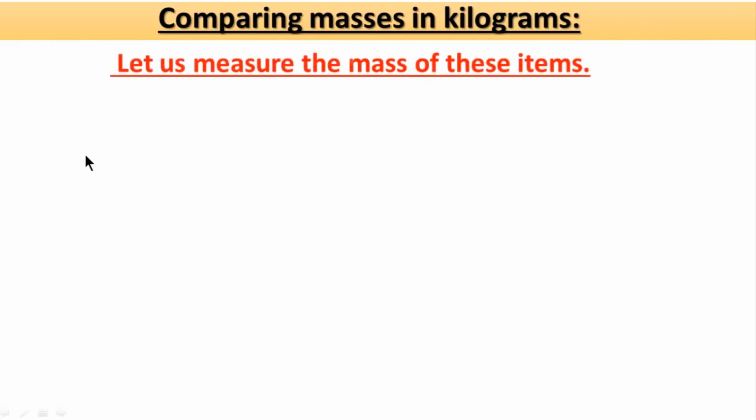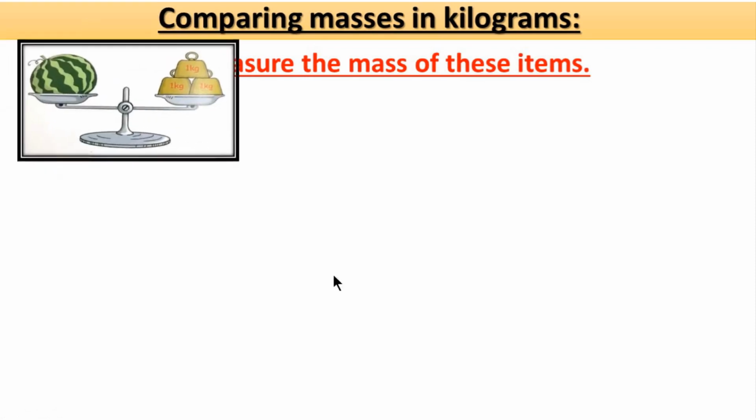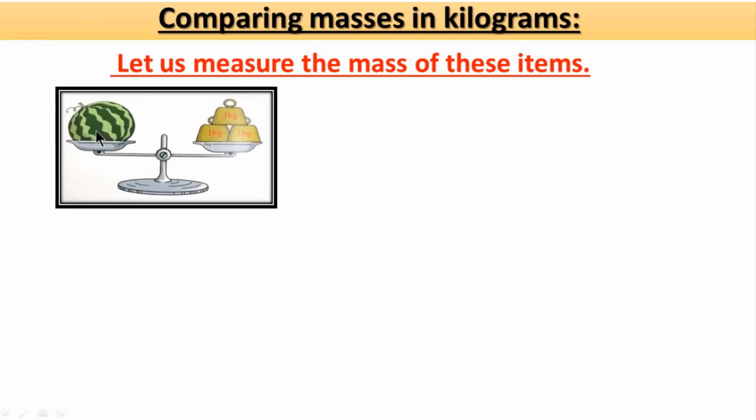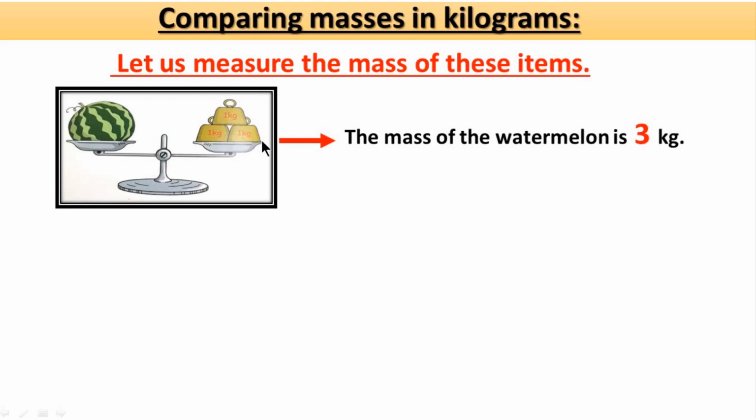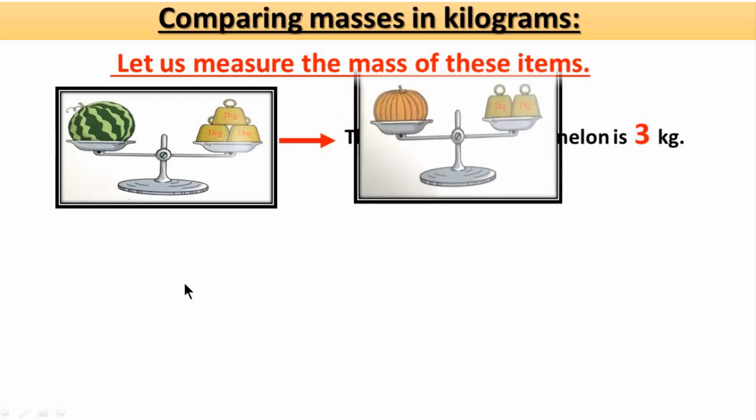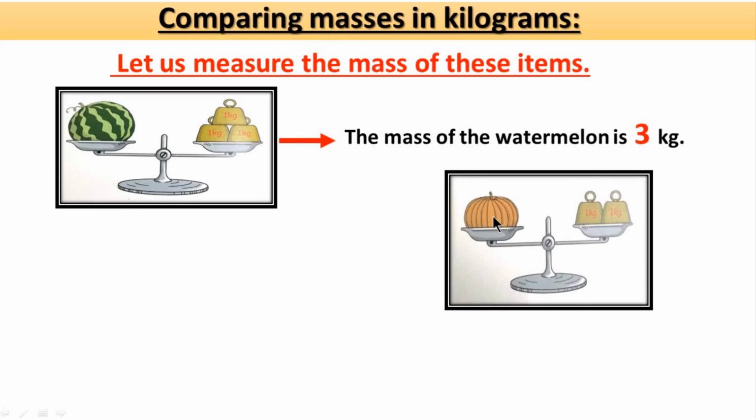Okay, let us measure the mass of some items. See how much mass it is. What is this first of all? Watermelon. What is mass here? 1 plus 1 plus 1. How much it comes? 3. That means you can say the mass of the watermelon is how much? 3 kg. See one more example. What is this? Pumpkin. What is the weight here? 1 plus 1 means 2. The mass of the pumpkin is 2 kg.